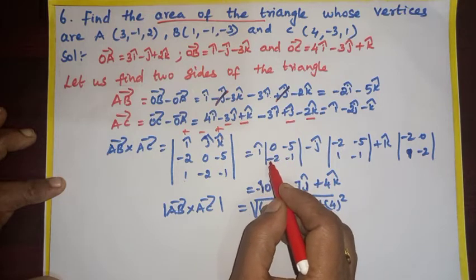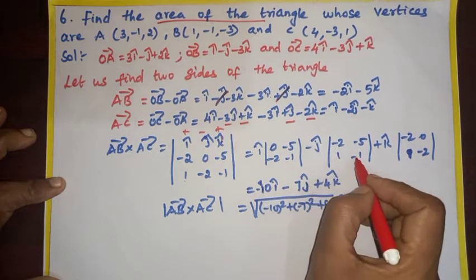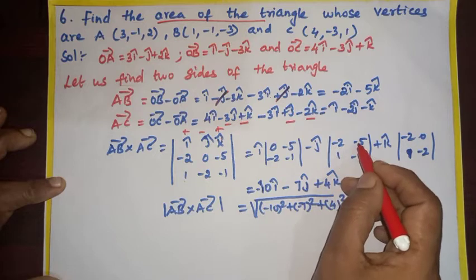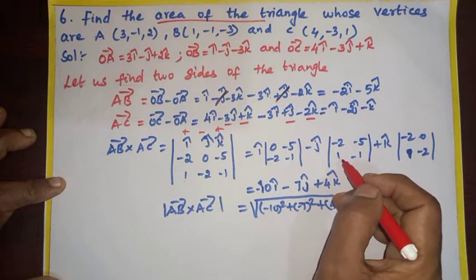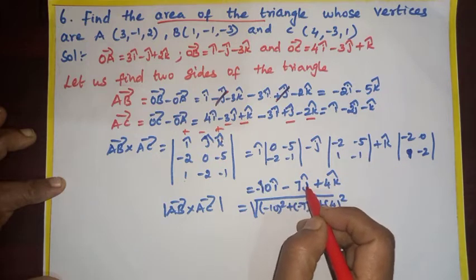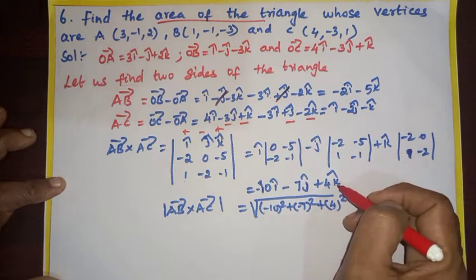minus of minus 2 into minus 5 is 10. So minus 10i. Minus 1 into minus 2 is plus 2, and 1 into minus 5 is minus 5, into minus is plus 5. So 2 plus 5 is 7, minus 7j. Then 2 twos are 4, minus 0, so plus 4k.